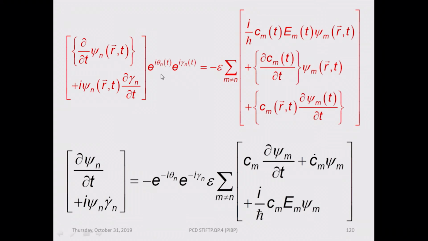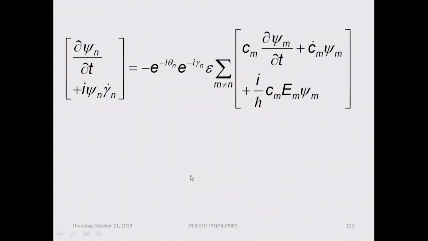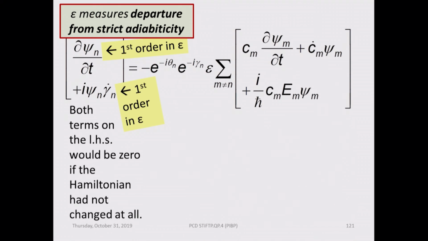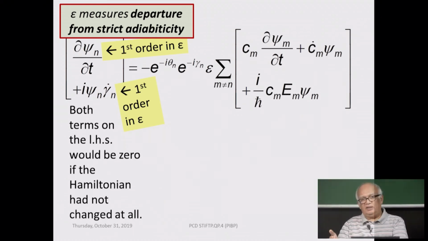And now you bring these phase factors from left to right. So, they had a plus sign here, and on the right they come with a minus sign here. That is all that has been done. Okay. And remind yourself that the parameter epsilon is a measure of the departure from strict adiabaticity, right. So, on the left hand side you would have terms in the first order in epsilon, because those terms are coming in the first place only because there is a departure from adiabaticity. If there was no departure from adiabaticity, those would go to 0.